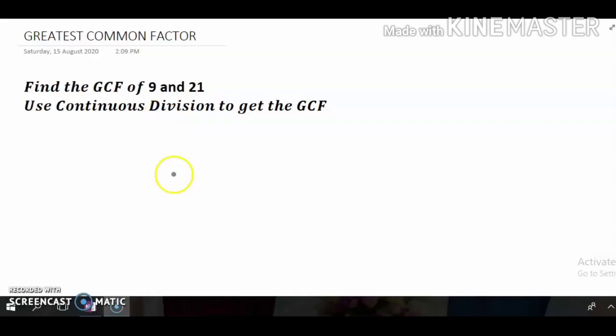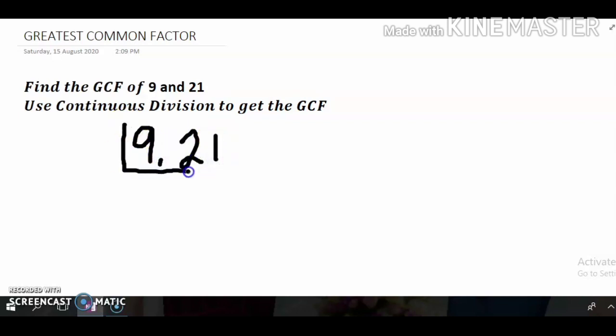Okay, so ngayon naman, hahanapin natin ang greatest common factor or GCF of these numbers, so 9 and 21. So, paano natin siya hahanapin? We can also use the continuous division to get the GCF. Same siya ng LCM or LCD. So, first step, write the two numbers, 9 and 21.